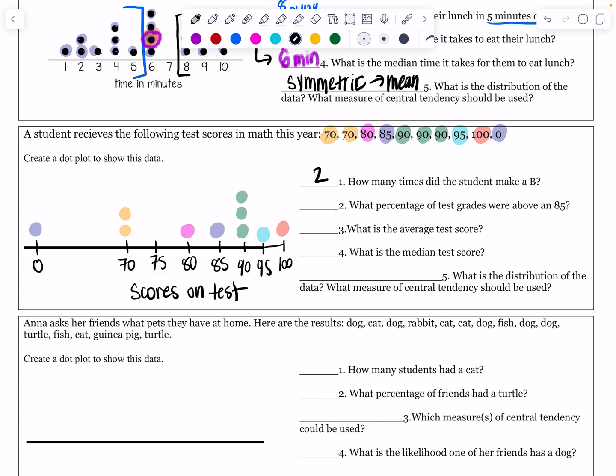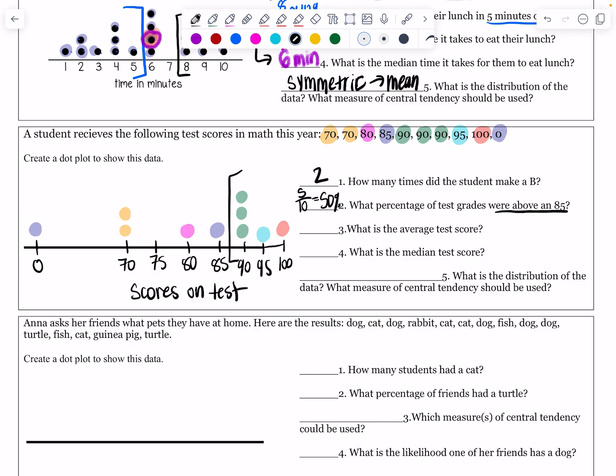What percentage of test grades were higher than an 85? Well, let's just count. Does it say higher? It says we're above an 85, so we're not including the 85. It wants the ones that are above it. 1, 2, 3, 4, 5. That is going to be 5 out of 10, which is going to be what percentage? 50%. So half my test scores were bigger than an 85.